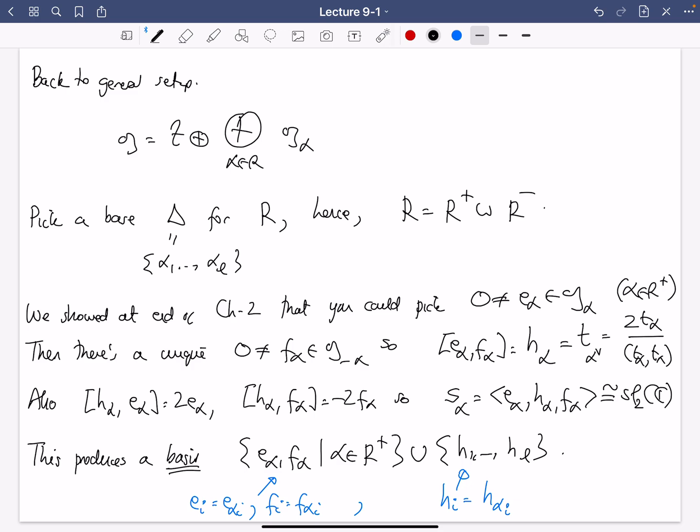It's not quite canonical, right? There's choices involved. For each positive root, there's a choice of an E alpha. But apart from that, that's the only choice. So we might come back to those choices and refine them a little bit later on.